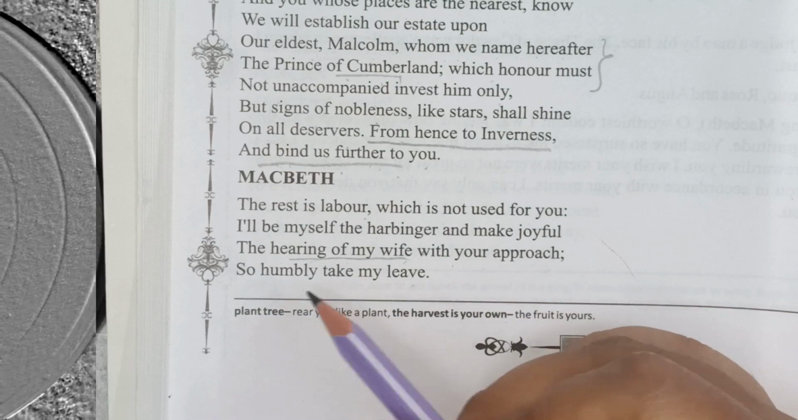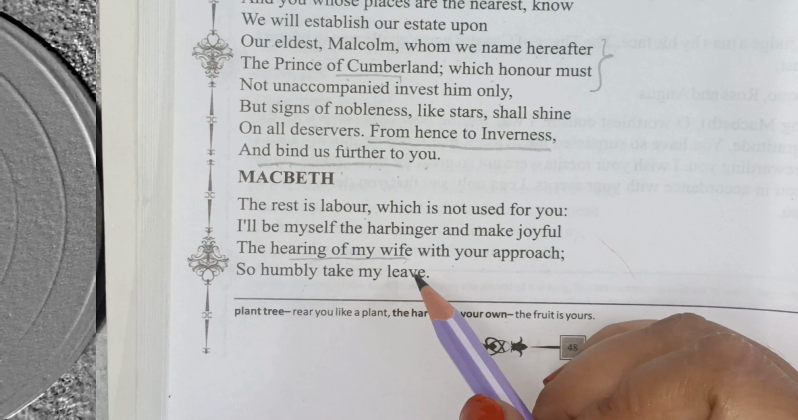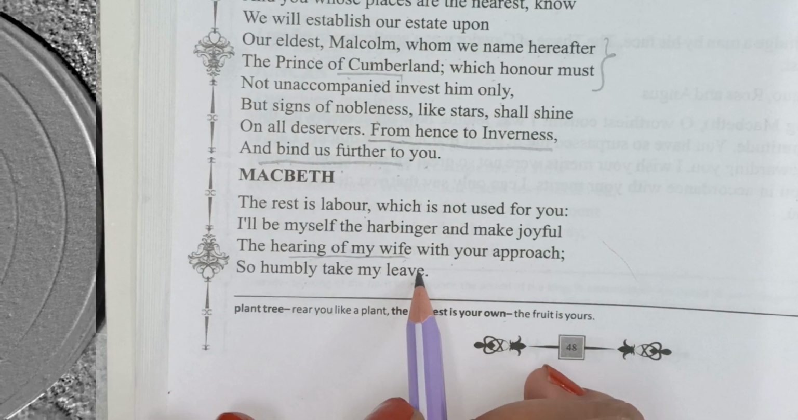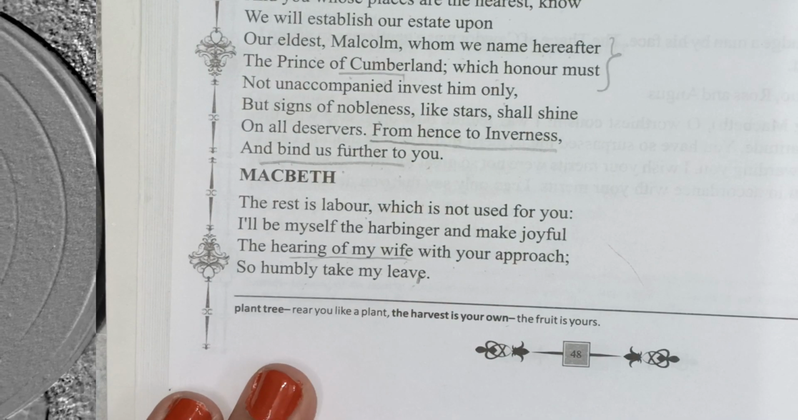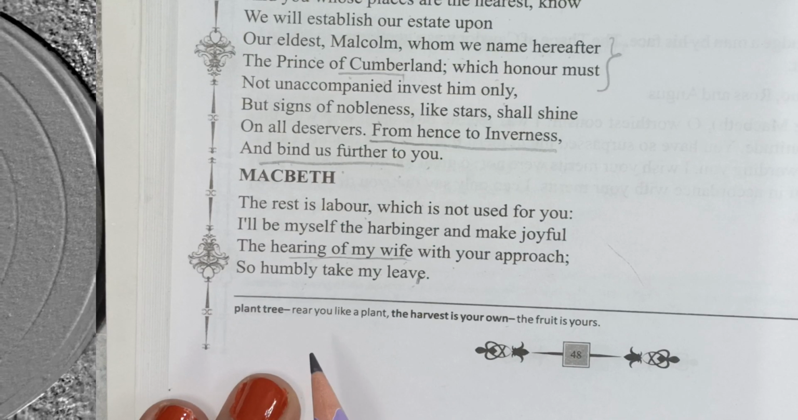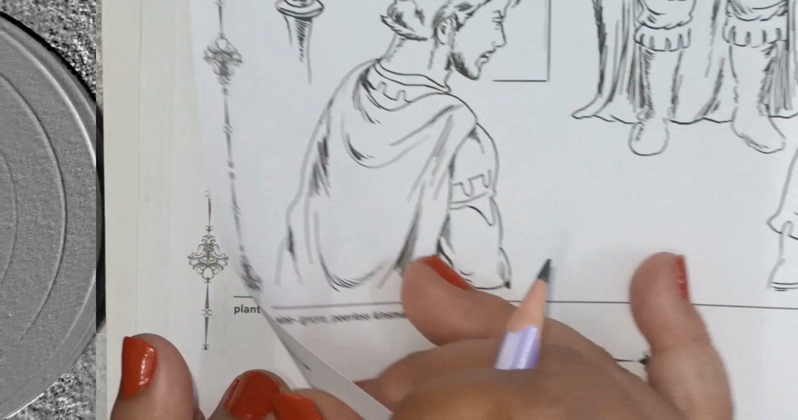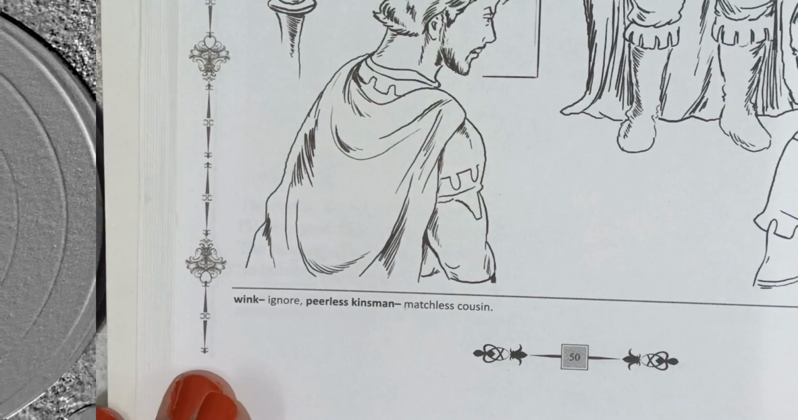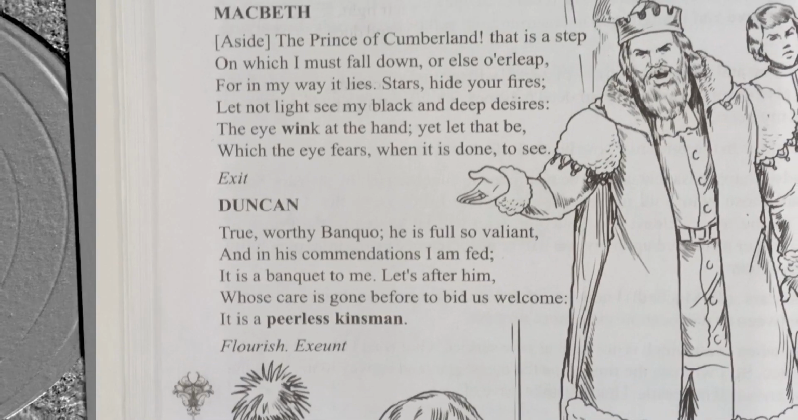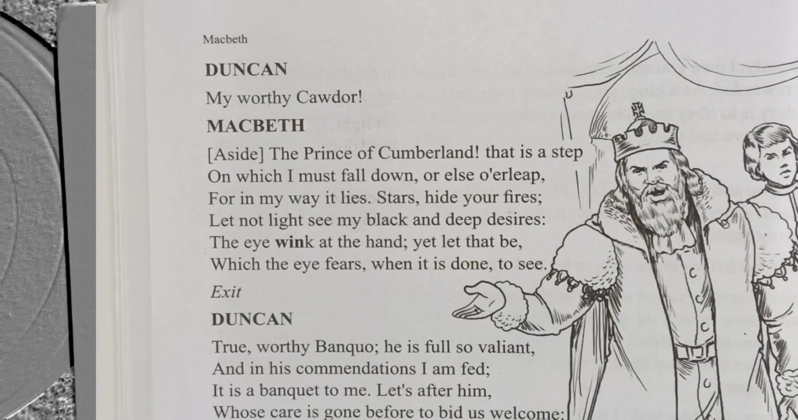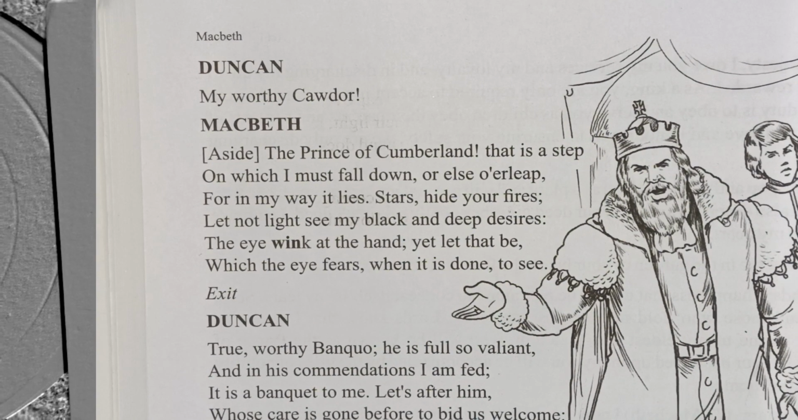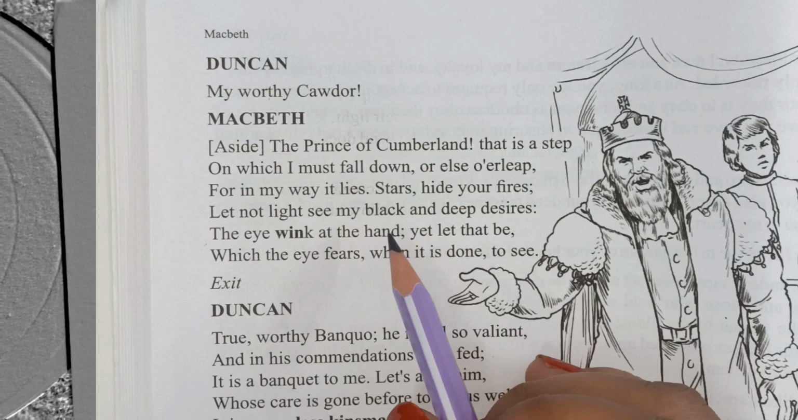"With your approach so humbly take my leave." So here Macbeth says that I shall myself go before you and convey to my wife the happy news of your intended visit to us. Let me humbly take leave of you, King Duncan. Macbeth is so humble in front of King Duncan. King Duncan is completely mistaken in his judgment of Macbeth's character.